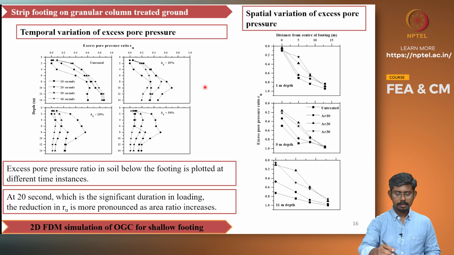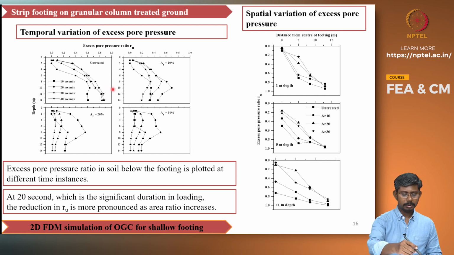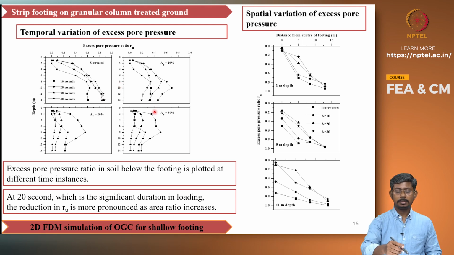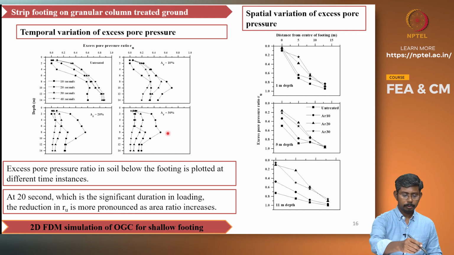Coming to the computed responses in the 2D numerical model, the excess pore pressure plots are shown here. The granular column treatment is undertaken for three different area ratios: 10%, 20% and 30%. This particular plot corresponds to the temporal variation of excess pore water pressure, that is, the pore water pressure is plotted at different times. It can be seen that with the increase in the degree of treatment, the reduction in excess pore water pressure is quite obvious. There is a progressive reduction at area ratio of 10% compared to untreated, a little lower at 20% compared to 10%, and finally the 30% area ratio offers the least excess pore water pressure among all these cases.